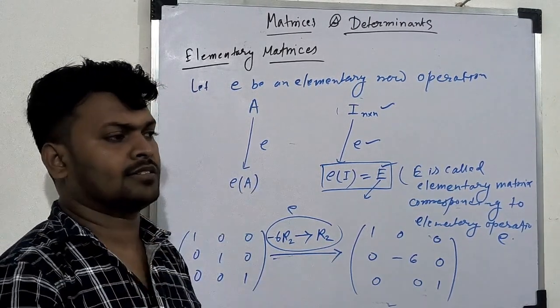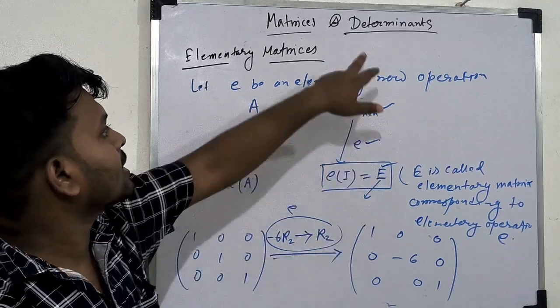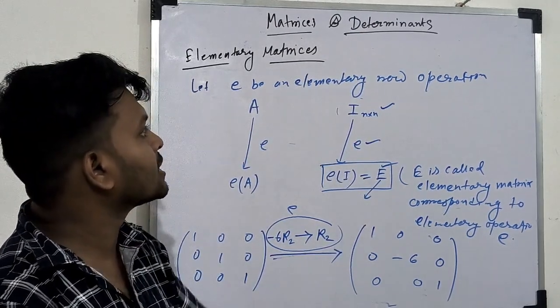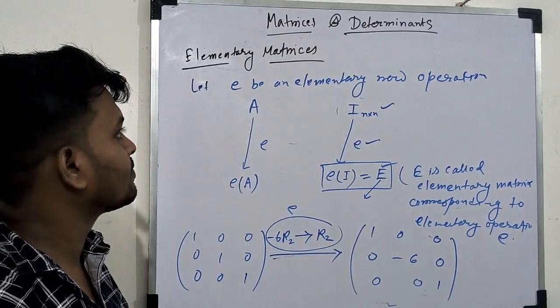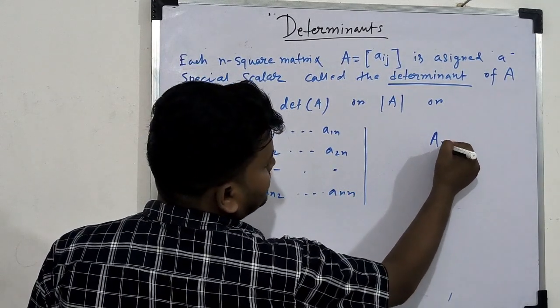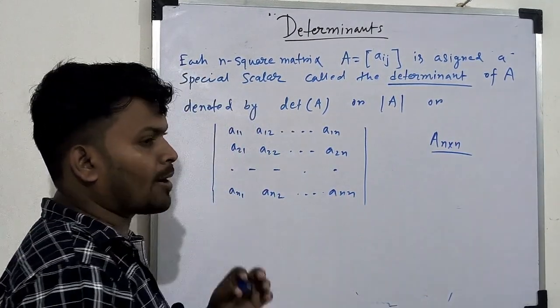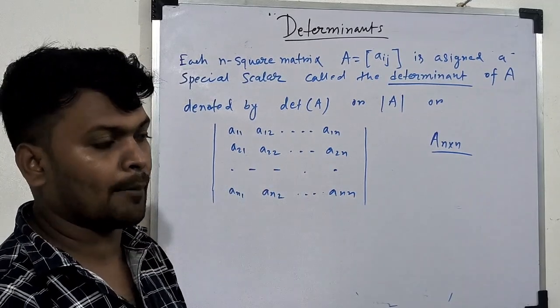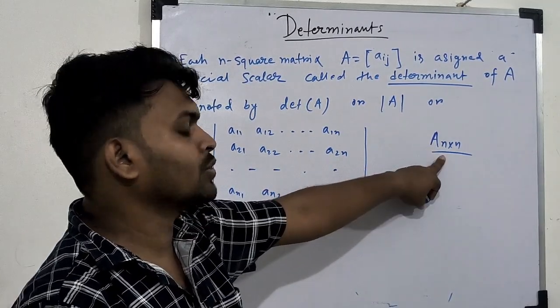Now we will enter the chapter on determinants. Today I will discuss some basic properties of determinants. Let's see what a determinant is. So we know square matrix n cross n. A square matrix is a matrix whose number of rows and columns are the same, so we call it a square matrix.